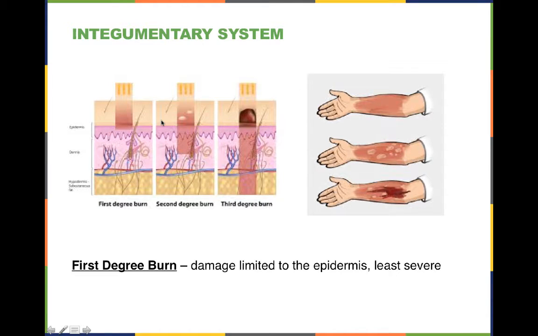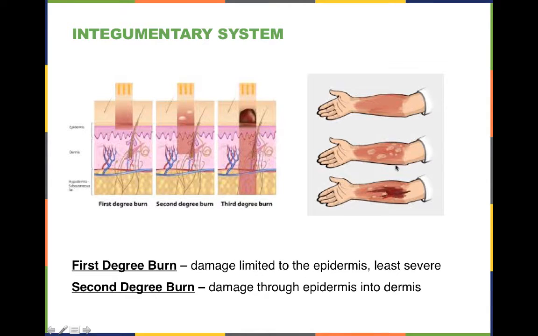If the burn extends into the dermal layer, then it is called a second-degree burn and is usually associated with blistering. So you have these bullae that occur that have fluid inside. If the full thickness of the skin is damaged, then this is called a third-degree burn.